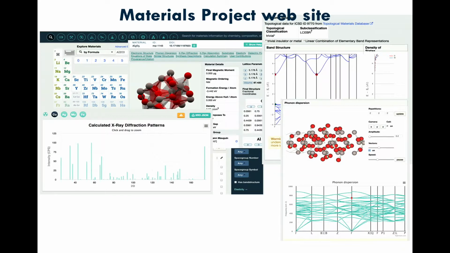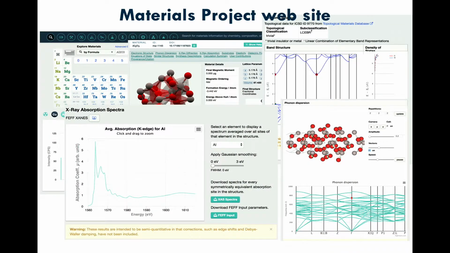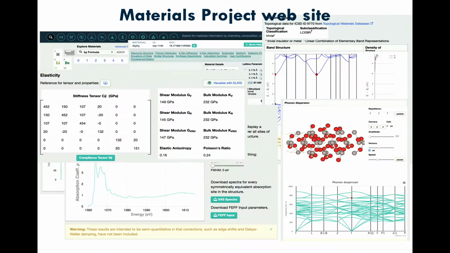Calculated XRD patterns, phonon dispersion curves with a really nice little interactive app where you can see how these phonons actually look in this structure, which is one of my favorite features. We have 500,000 K-edge XANES spectra in the Materials Project. L-edge is coming, X-edge is coming, so if you're excited about spectroscopy and understanding local structures in systems, this is a really nice feature, and you can also upload an experimental spectrum and get an idea of what kind of local structure it matches in the Materials Project over a certain chemistry. Elasticity tensors.